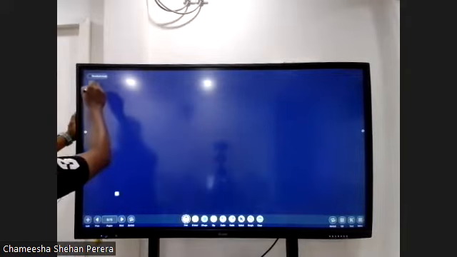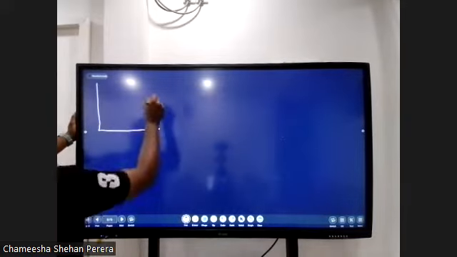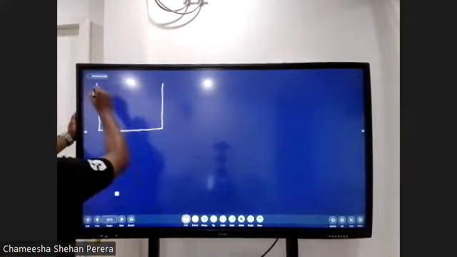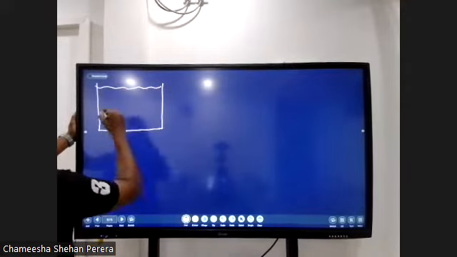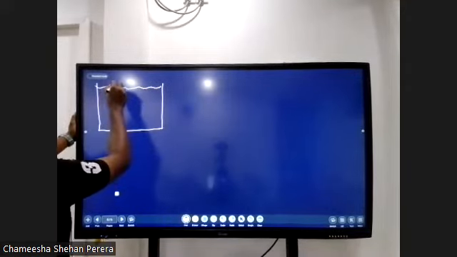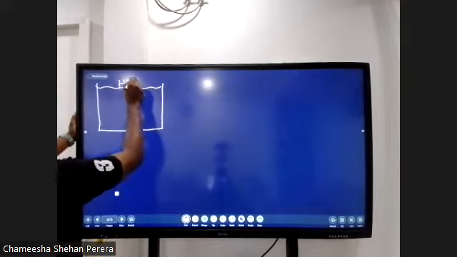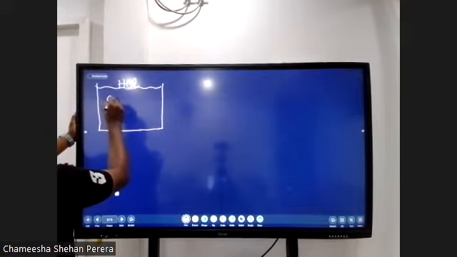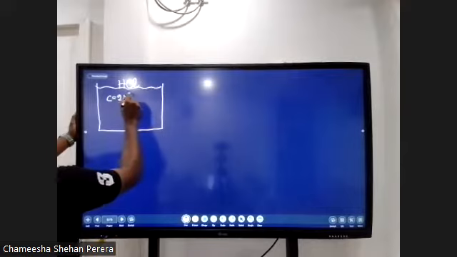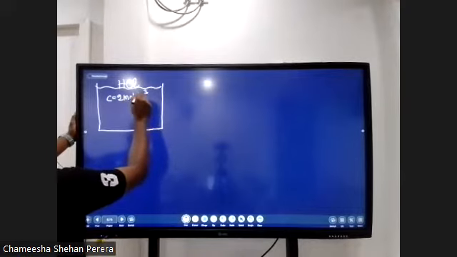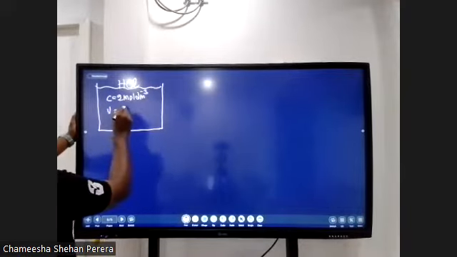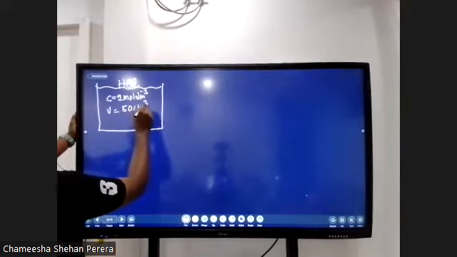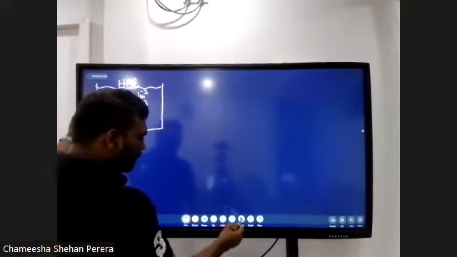Okay, I have a container of HCl here. I need this diagram later also. I'll just mark it as HCl. The concentration of HCl here is 2 moles per decimeter cube, and the volume here is 50 centimeter cubes.